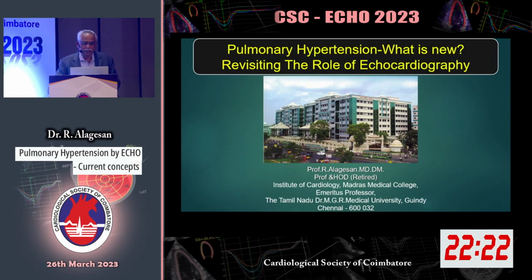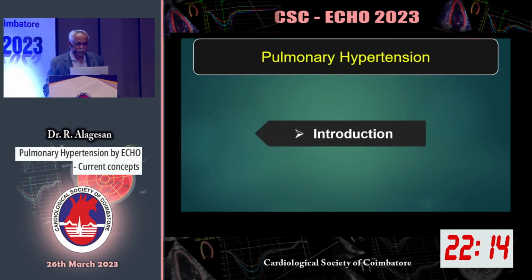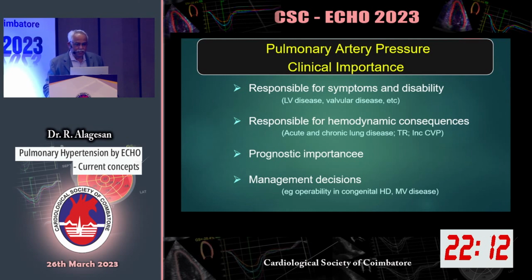So this is based on the 2018 NICE guidelines on pulmonary hypertension: what is new and revisiting the role. Why is pulmonary hypertension important? Because pulmonary hypertension is responsible for the symptoms and disability, and it is responsible for hemodynamic consequences. Especially in patients with lung disease or systemic lupus, the presence of pulmonary hypertension carries a lot of prognostic importance. And management decisions are often based on the presence or absence of pulmonary hypertension.